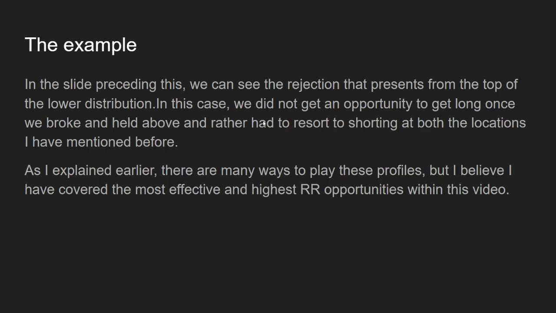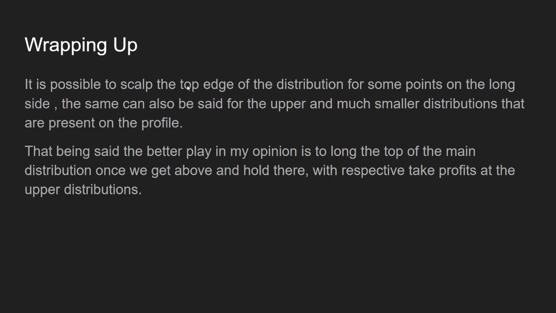Now that we have discussed the examples, the trade setups, as well as wrapping up the examples and the trade setups, I want to end this video. So let's just summarize. It is possible to scalp up the top edge of the distribution for some points on the long side. The same can also be said for the upper and much smaller distributions that are present on the profile. These tend to serve as pivots in some cases. The preferred trade for the upper distributions is to short. However, if we do open considerably higher than them, you can long that level as well.